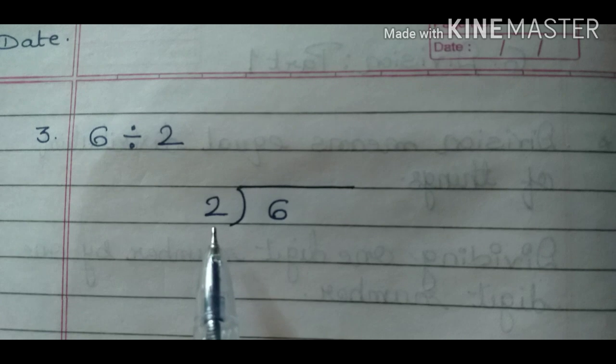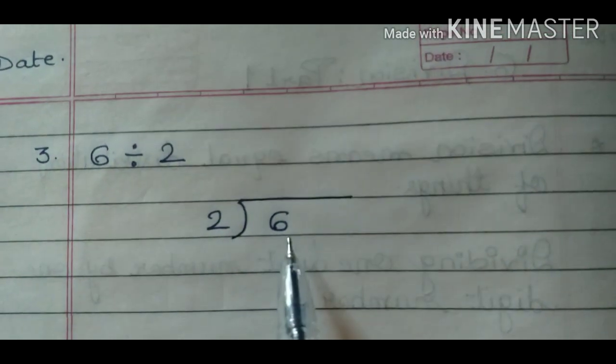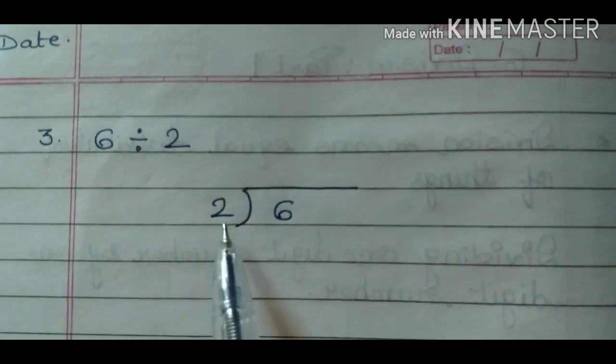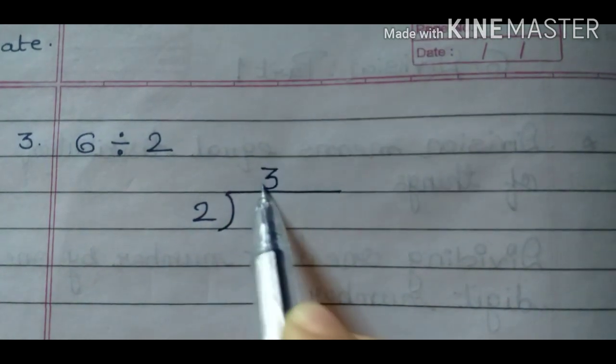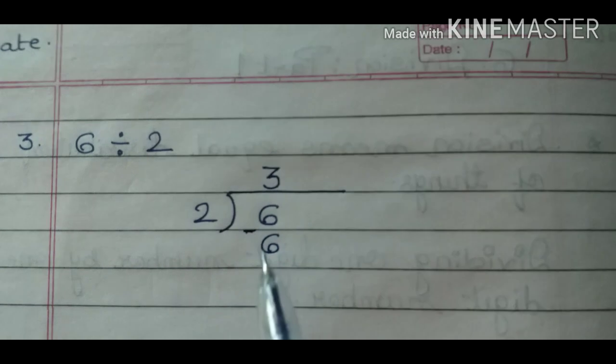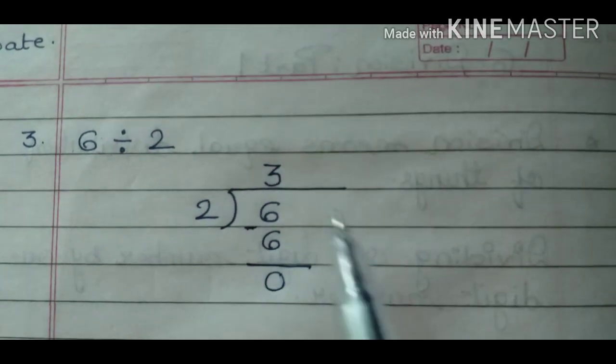Now the next sum is given, 6 divided by 2. We have to say the table of 2 up to 6. 2 ones are 2, 2 twos are 4, 2 threes are 6. So 2 threes are 6. 6 minus 6 is 0 and our answer is 3.